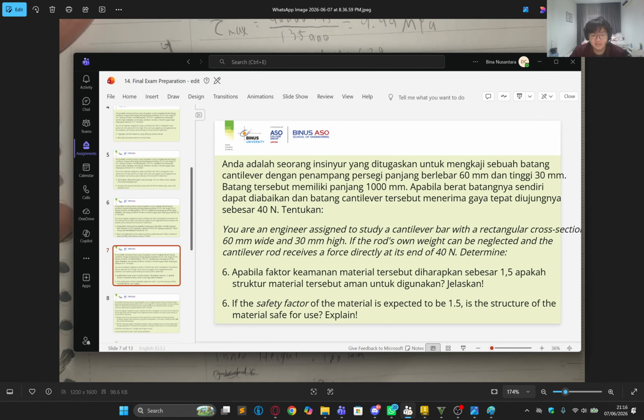And then it says here, if the safety factor of the material is expected to be 1.5, is the structure of the material safe to use? Okay.